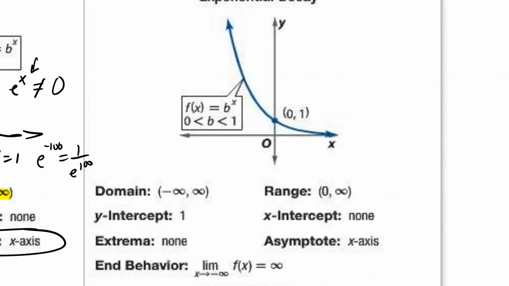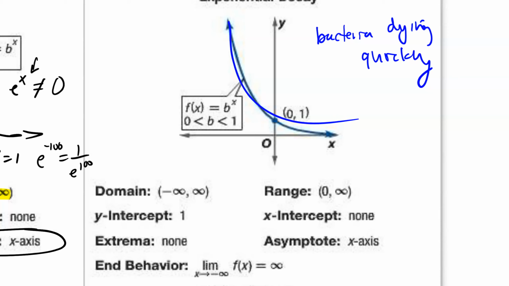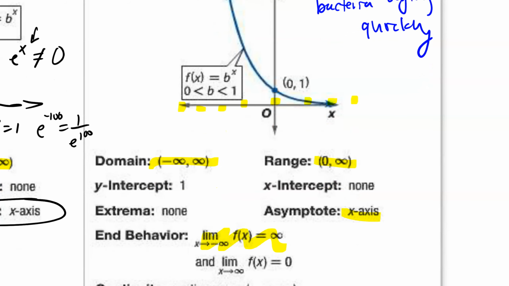This is in contrast to exponential decay, right? So this is bacteria dying quickly. Right? It's really killing off. So this is like when I was sick and taking antibiotics, the number of bacteria that I had in my system really died. So notice that the domain is still all real numbers. The range is still 0 to infinity, right? Our asymptote is still this x-axis. We're all above it. But the difference is the end behavior flipped.